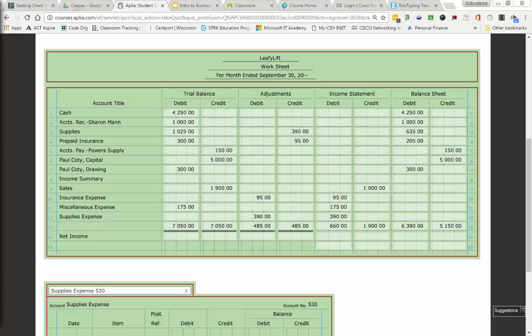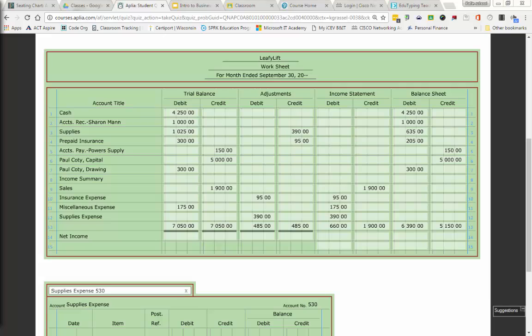Yes. How do you know? What's higher? Debit's higher? Keep trying. So, we determine our net income on which columns? Income statement or balance sheet? Income statement or balance sheet columns, we determine whether or not we made money or lost money.